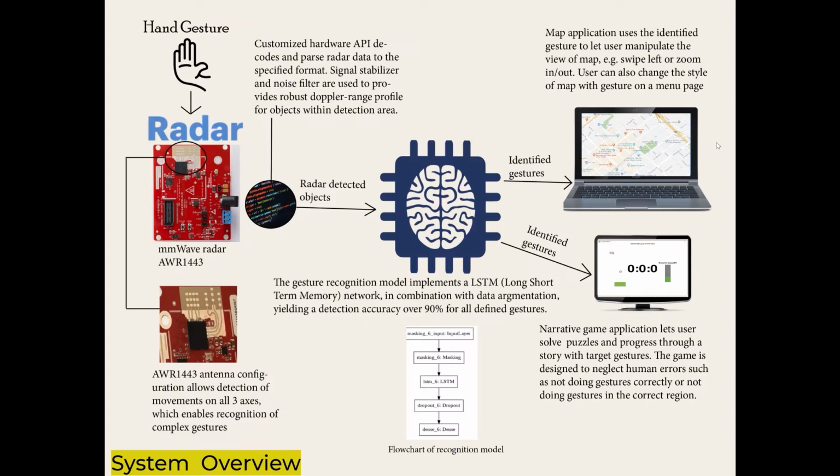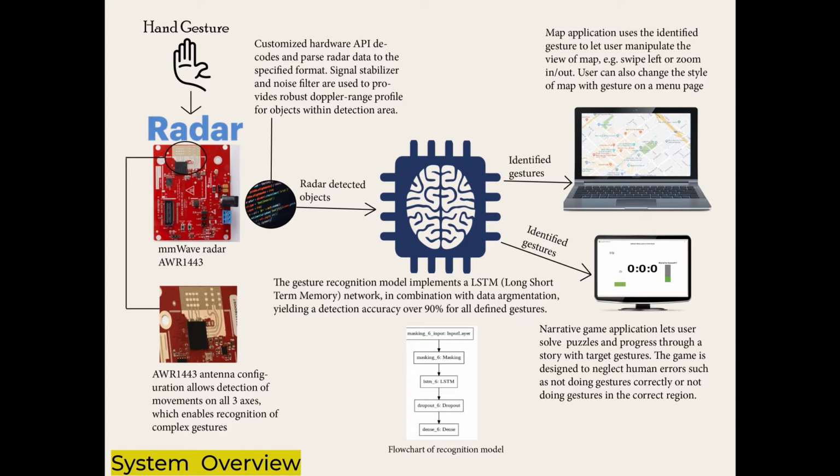Now here's an overview of the radar-based gesture recognition system we have implemented. We are using a millimeter wave radar development board from Texas Instruments called AWR1443. Its antenna configuration allows it to detect movements along all 3 axes. This is significant because, as we mentioned before, the primary use of this type of radar is for vehicles. It is not designed to detect vertical movements, but the ability of AWR1443 to detect vertical movements makes it possible to identify a larger variety of gestures.